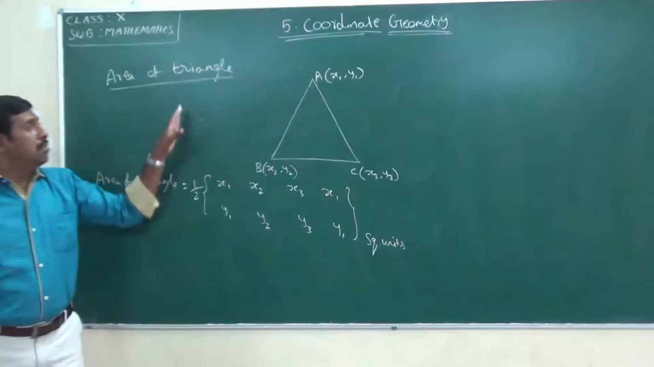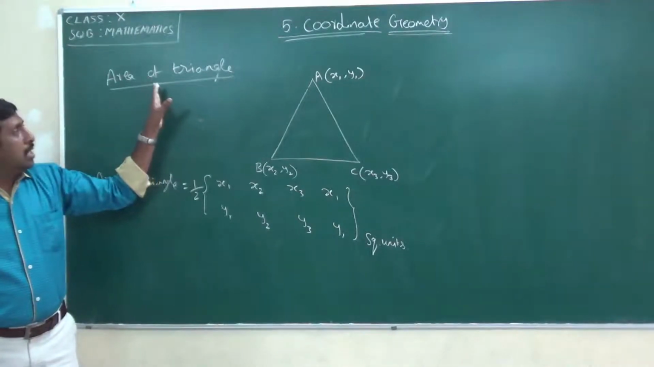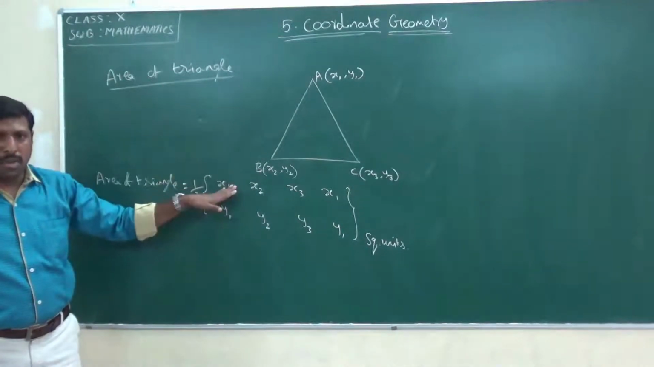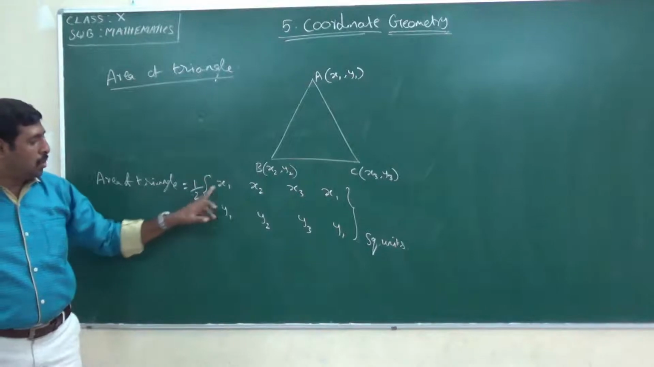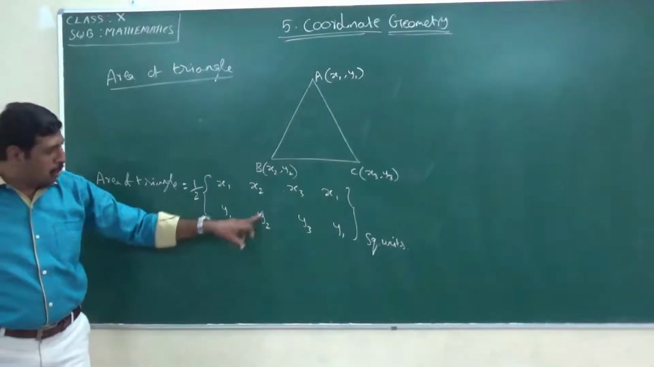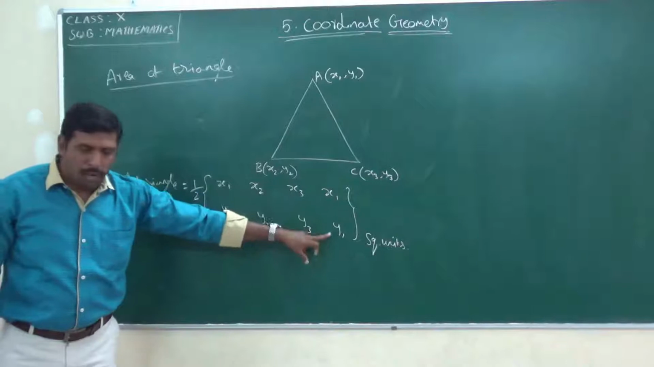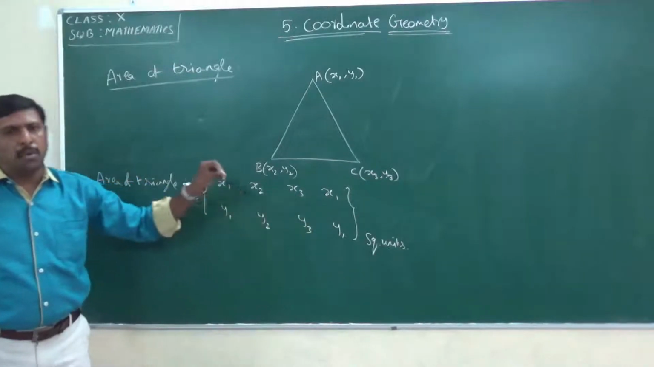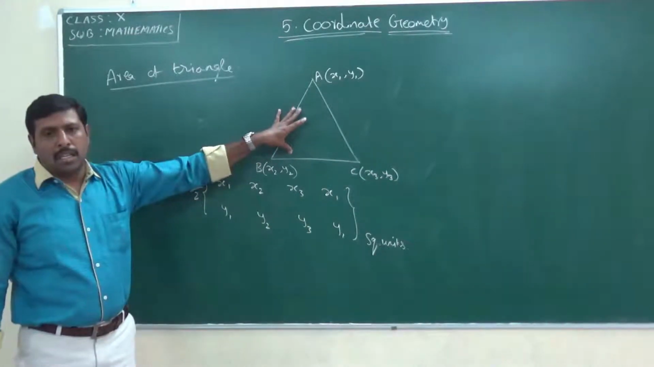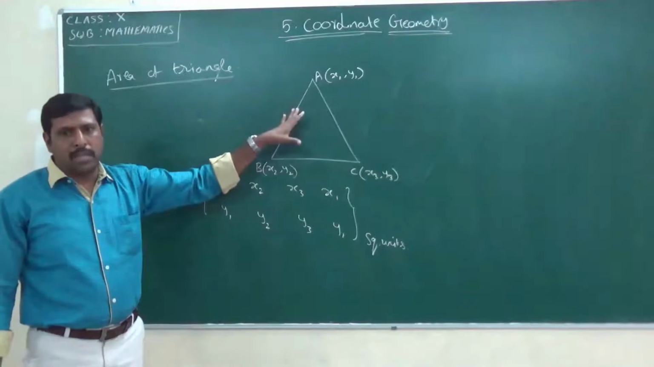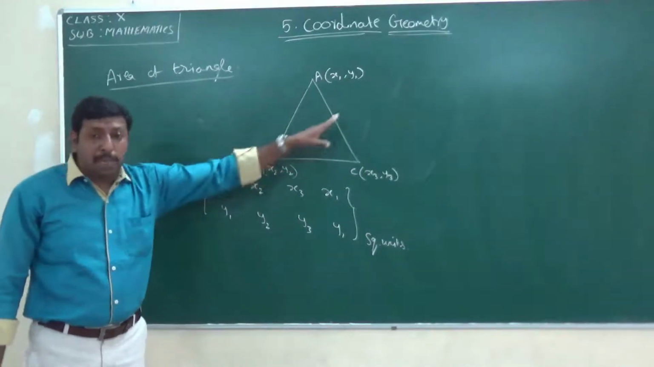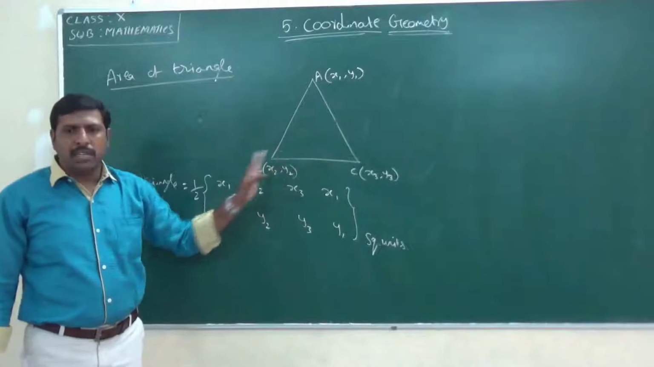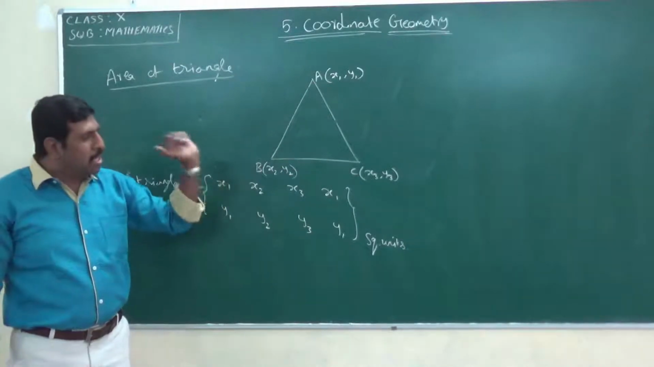So here we have 3 points only, right? So the area of the triangle, this is the formula: half into x1, y1, x2, y2, x3, y3, and then x1, y1. By using this formula, we can find the area of the triangle when the 3 points are given, not the 3 sides measurements, right? When 3 points are given, this is the method to find out the area of the triangle.